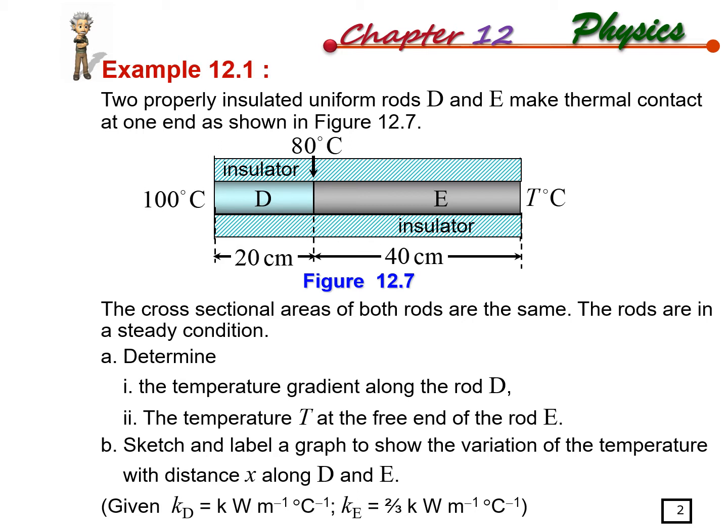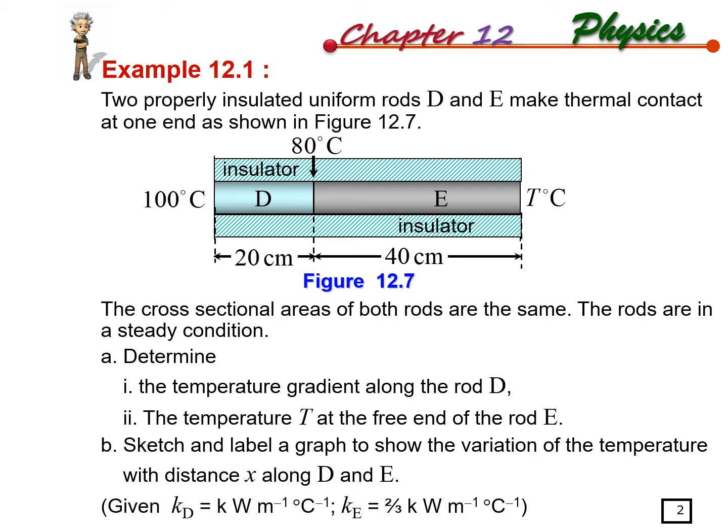So for example 12.1, we have two properly insulated uniform rods, D and E, making thermal contact at one end as shown in figure 12.7. The cross-sectional area of both rods is the same. The rods are in a steady condition.